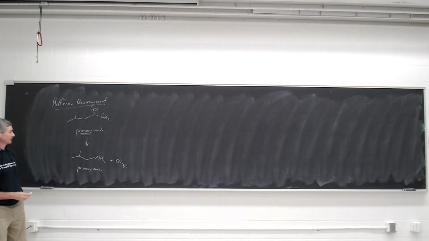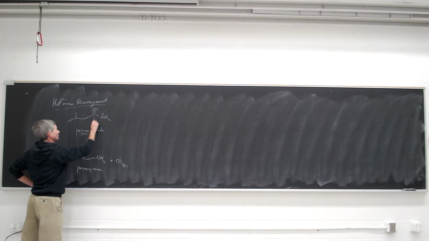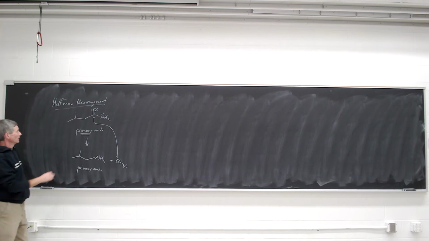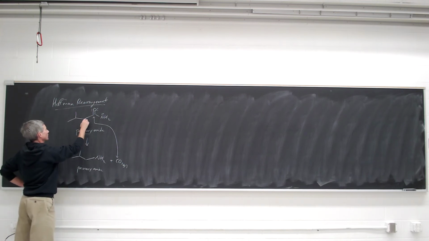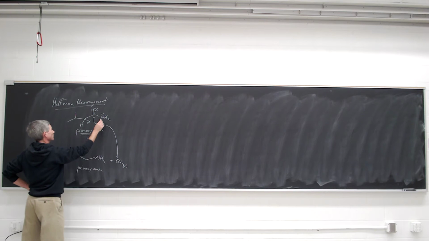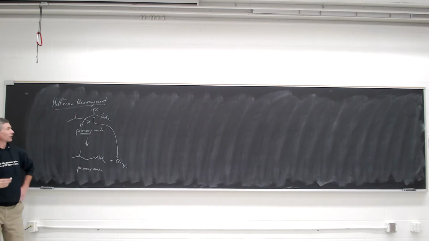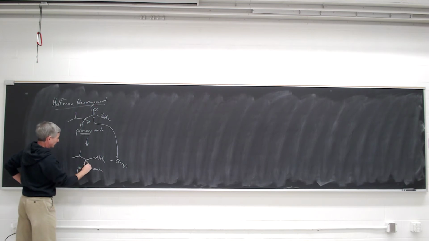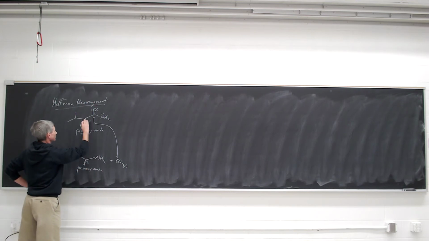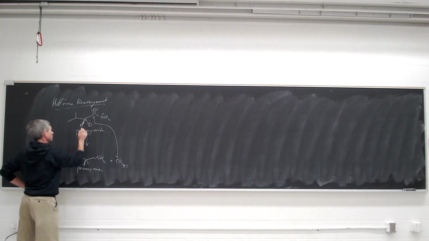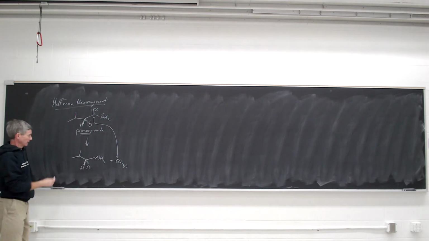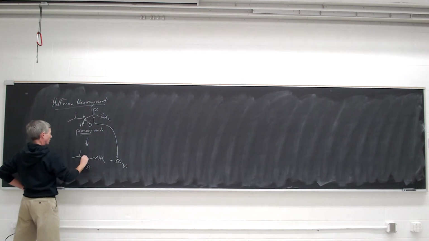Along with CO2 gas from the carbon that used to be the carbonyl carbon. So we're going to form a bond from this carbon to the nitrogen. And it turns out that that goes with retention of stereochemistry. So if this were a chiral center, make it a chiral center simply by replacing one of those hydrogens with deuterium, the hydrogen and the deuterium would be in the same position in the product.